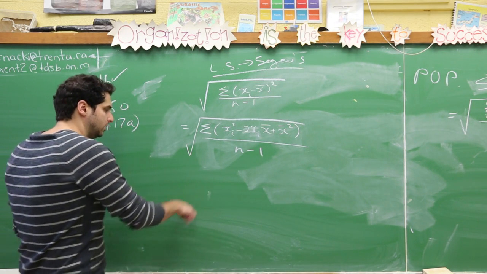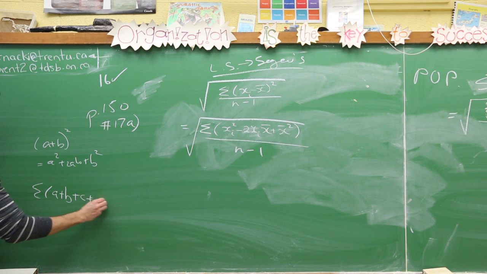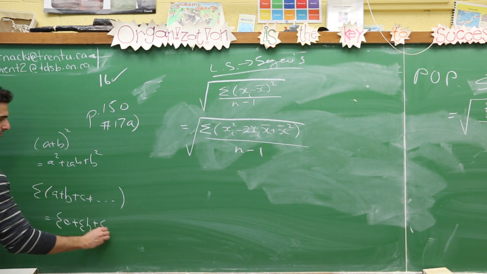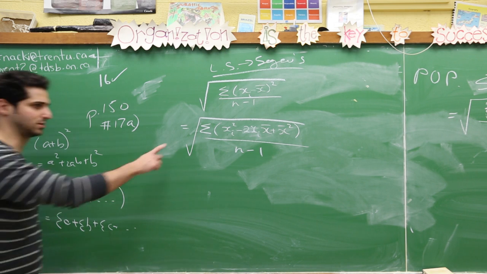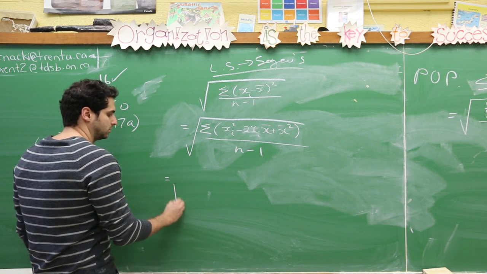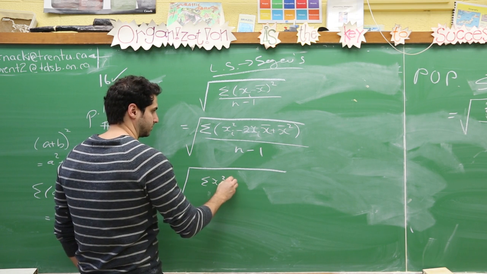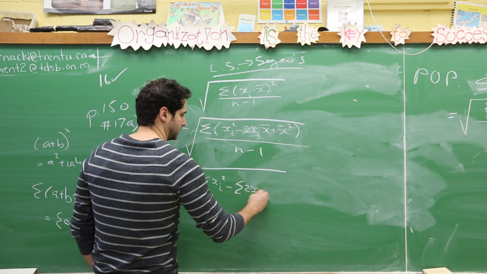Okay, now, I believe I told you that the sum of, let's say, a plus b plus c plus dot dot dot is the same thing as the sum of a plus the sum of b plus the sum of c plus, right? Yep. I told you that I have a sum of three things, so I can break them apart into three sums. So I can create that, and I can create, we'll do it step by step.